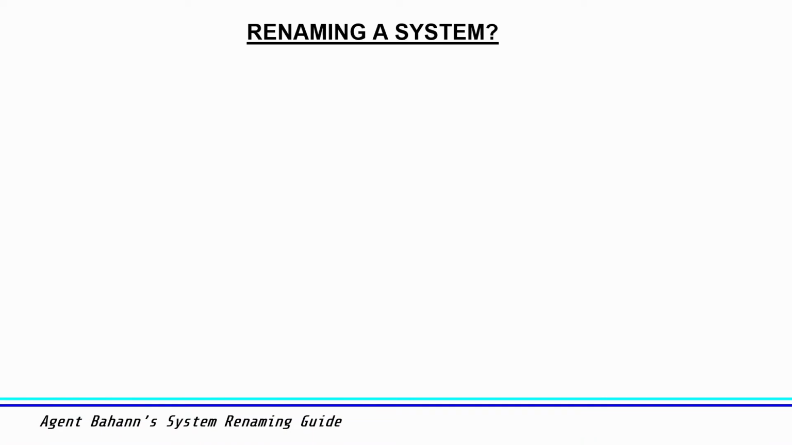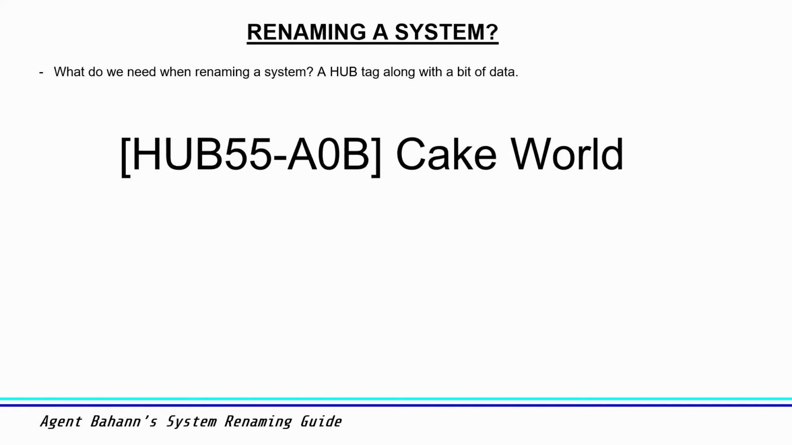To rename a system, we'll need to use a hub tag along with a bit of data we need to gather. The Galactic Hub's way of renaming a system involves adding a tag before the actual system name. Here's a fake example. We'll look at each of the parts.